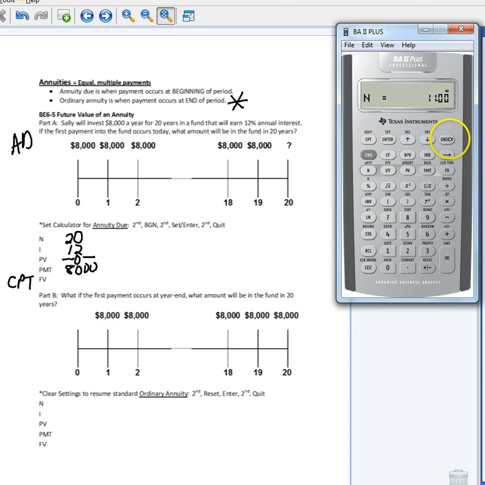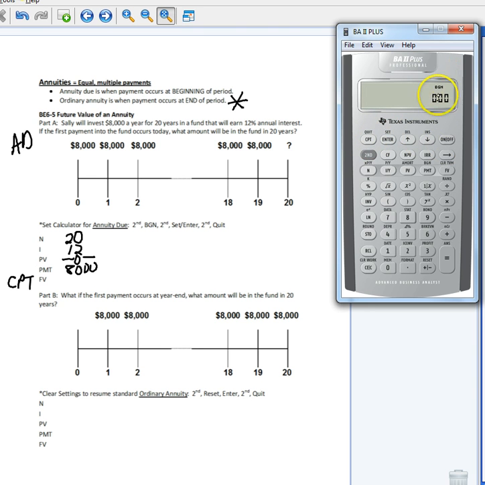Okay, let's look at our calculator then. Well, first we need to set it for annuity due. So hit the second key, and then we want to hit BGN. So payment becomes this BGN key. Oh, I turned it off. Second, BGN. It says END right now, but we want to change it to beginning. So then we're going to hit second, and then this set or enter key, and that changes it to beginning, and then second, and then quit.